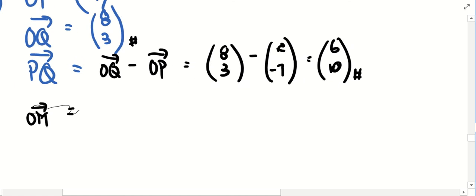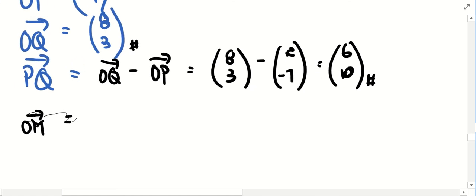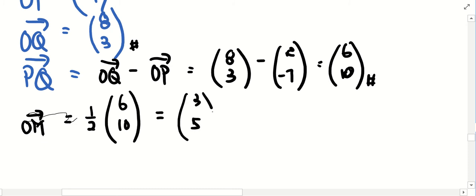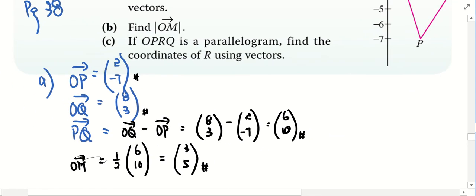So what must I do to PQ? Multiply by half. So use a scalar multiple. Remember I told you yesterday, do not divide by half. Use the scalar multiple. You should get 3/5. Alright, this sums up part 1.